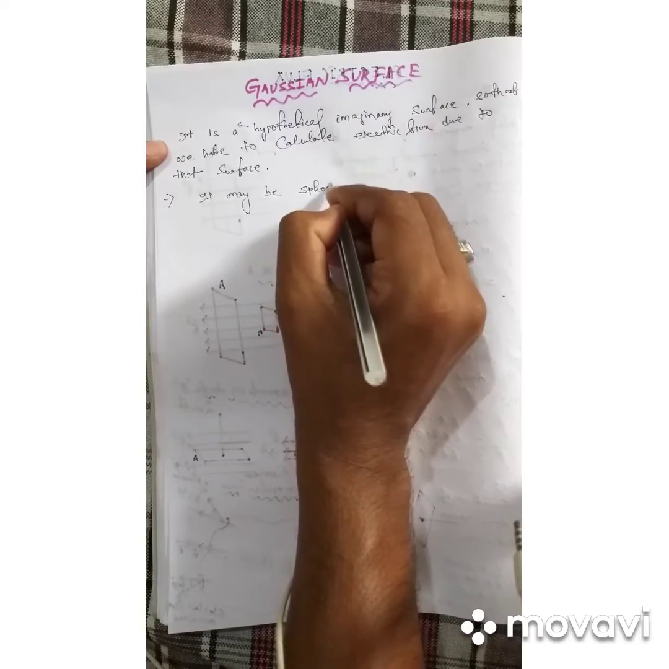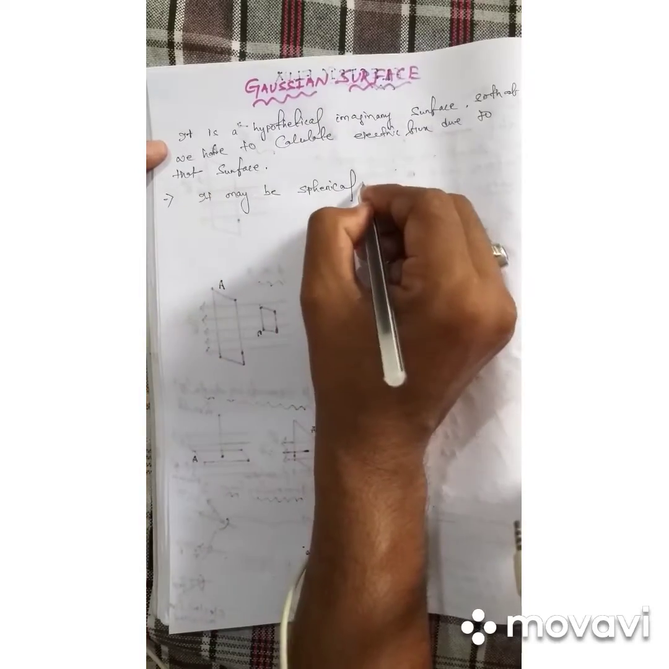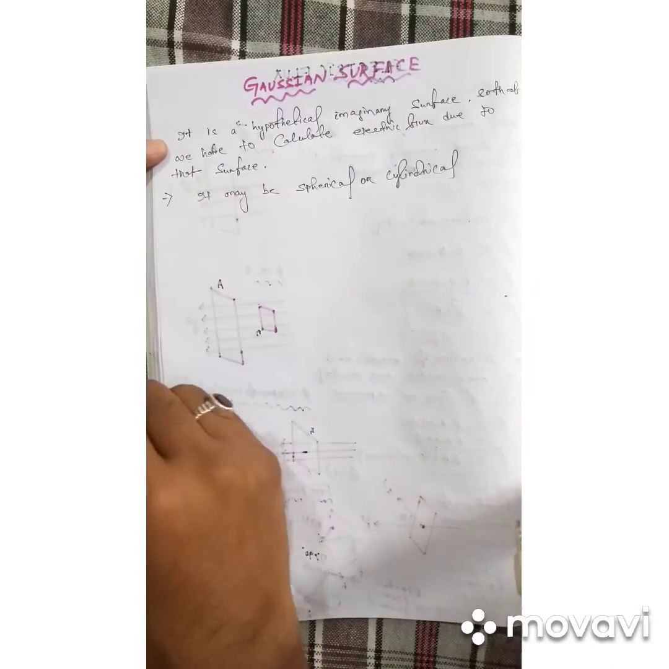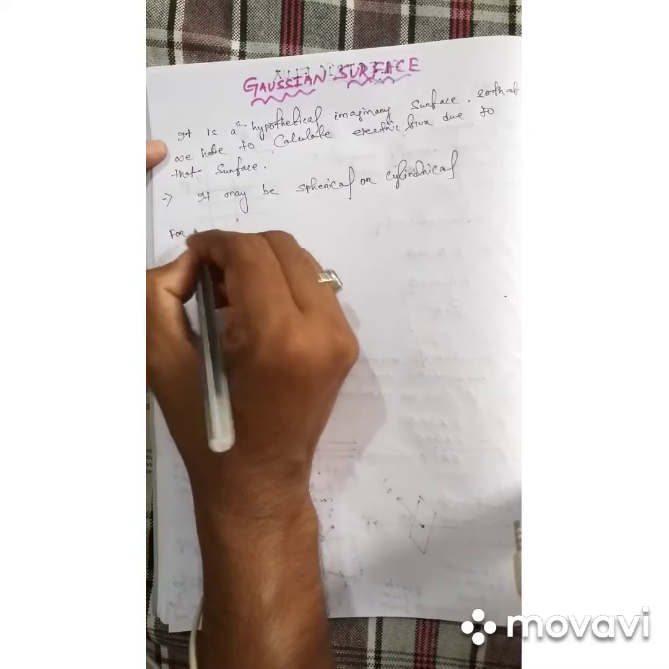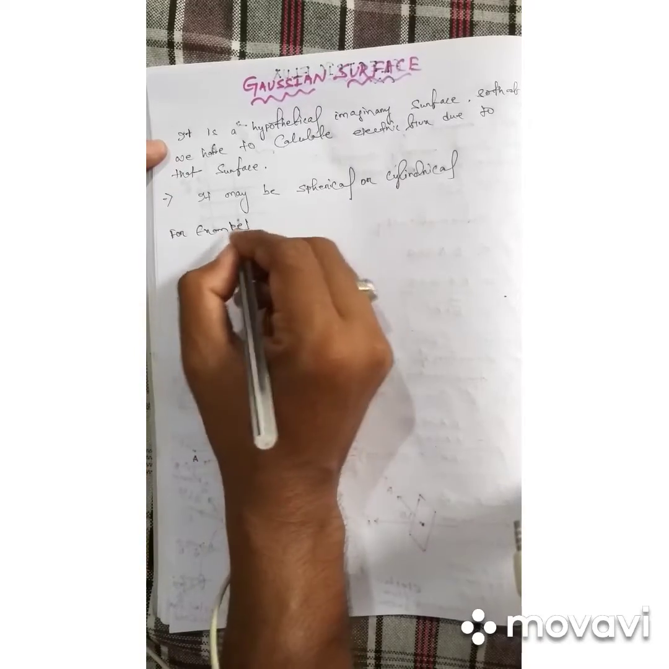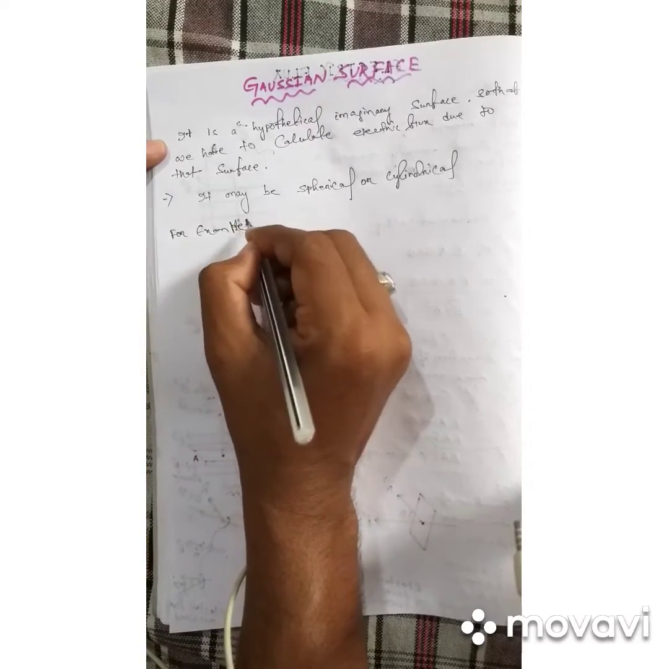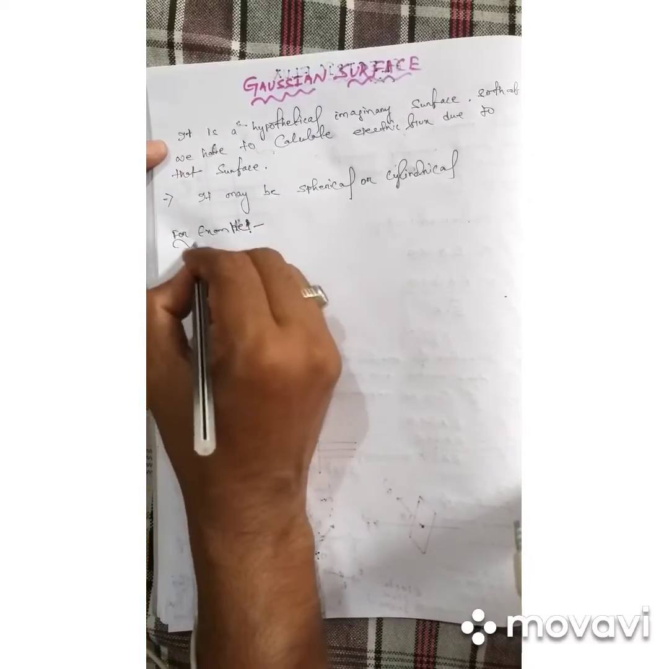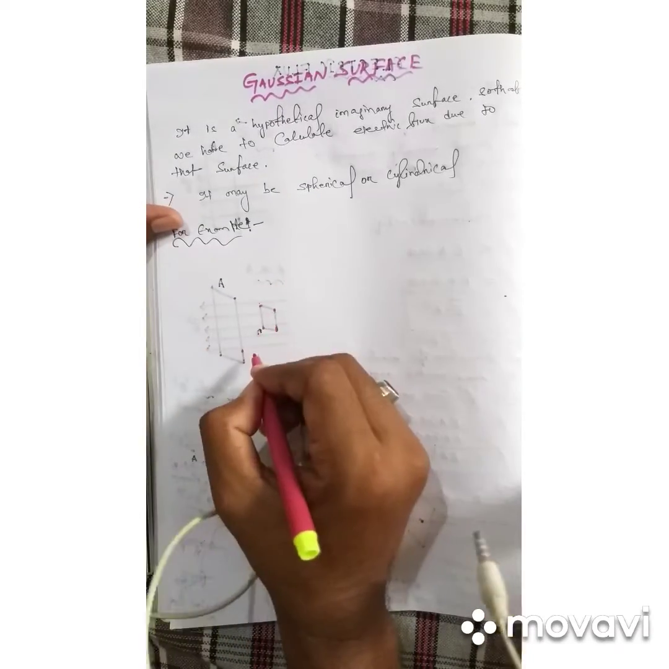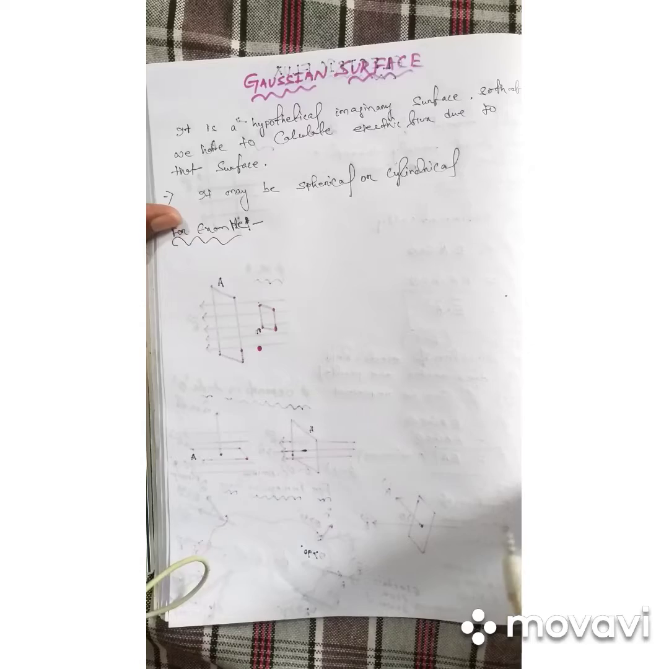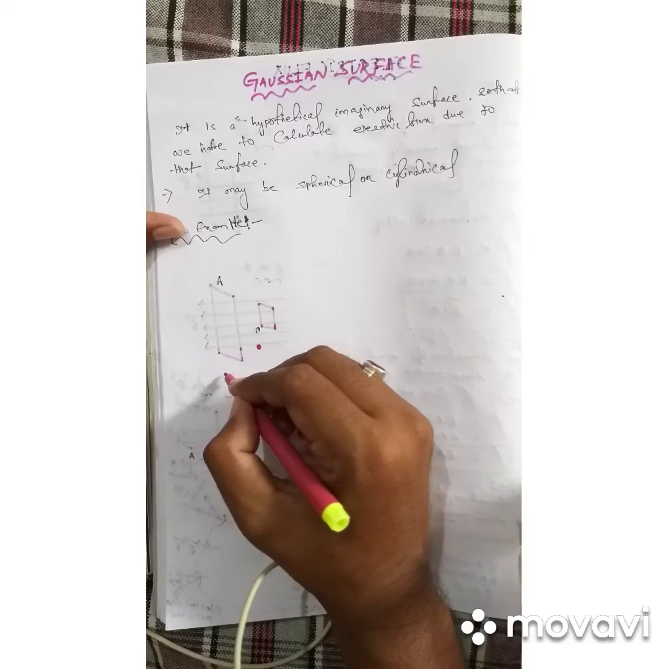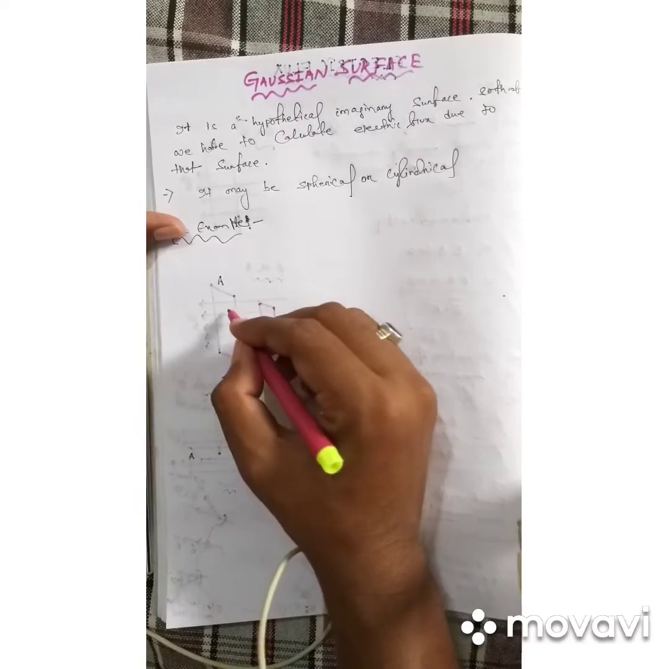It may be spherical or cylindrical. For example, if you consider a point charge, due to the point charge, the electric field lines go outward from that point charge like that.